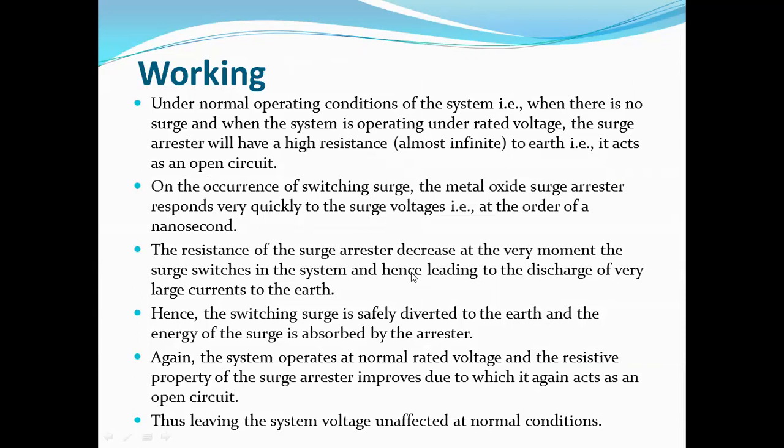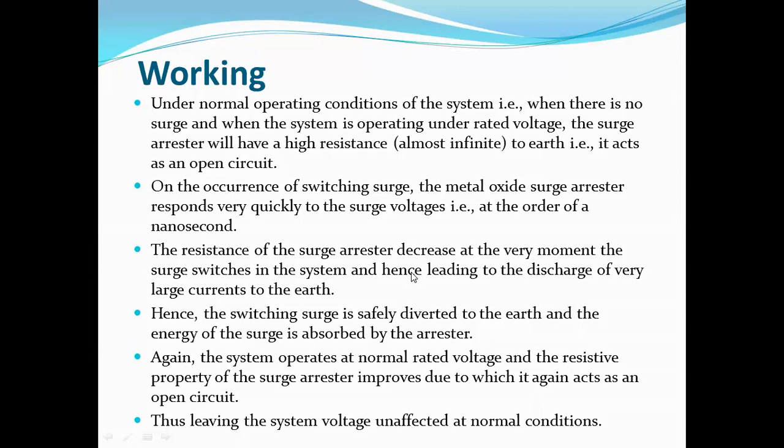Then the working of this ZnO arrester. Under normal operating conditions of the system, that is, when there is no surge, no lightning stroke, and the system is operating under rated voltage, this surge arrestor will have a high resistance, almost infinite, to the earth. That is, it acts as an open circuit.